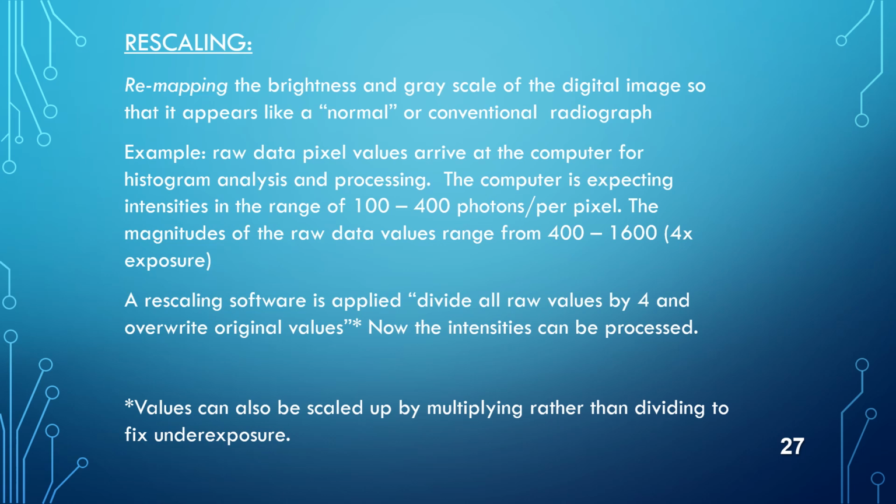Okay. So it can scale down, which is more common, but it can also scale up to a certain extent. And so if you underexposed and your pixel values are, say, 50 to 200, then it's going to multiply your intensities by 2 and bring them up into the appropriate scale.